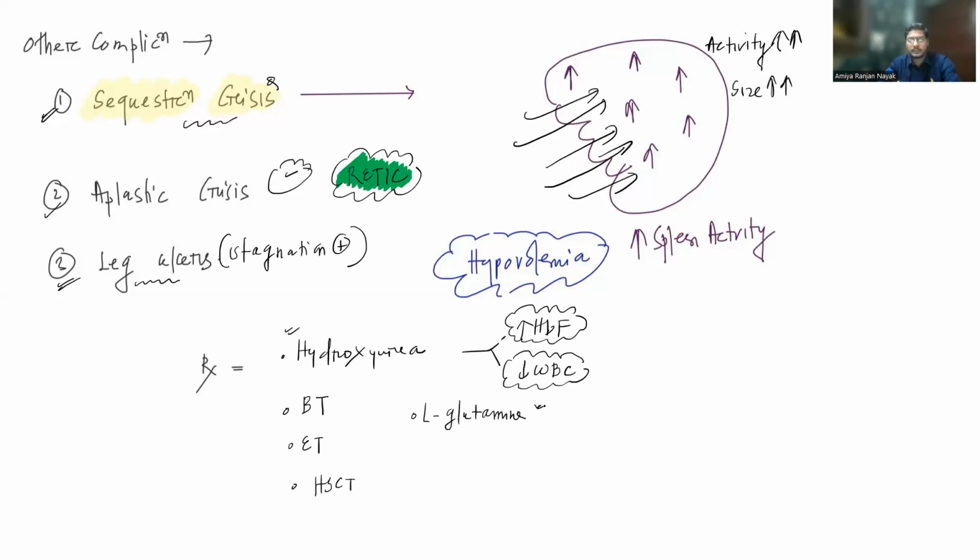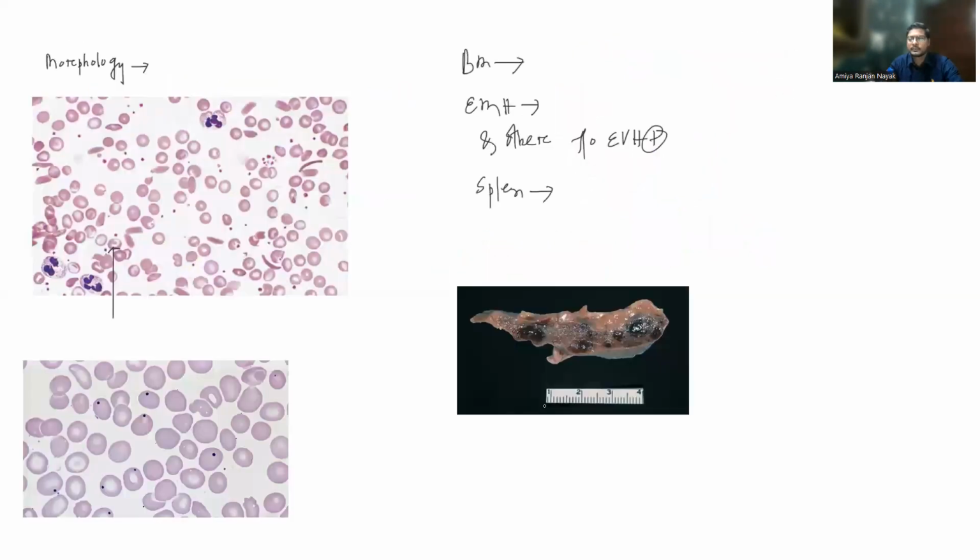Okay, so we have discussed the clinical features and some of the important modalities of treatment. But what are you going to see in the peripheral smear, and how will you diagnose? Ideally, I should have told the diagnosis before the treatment, but anyway, it's fine. So what are the diagnostic modalities?